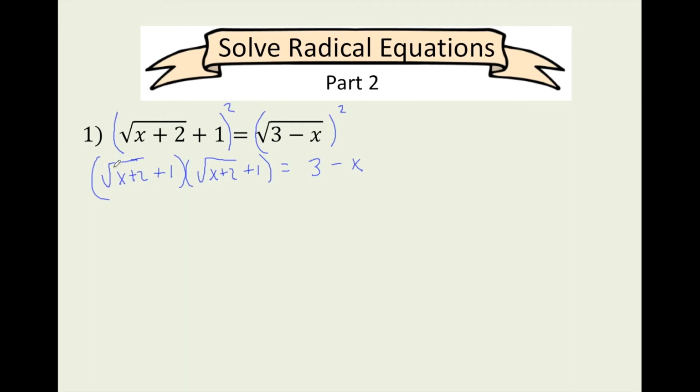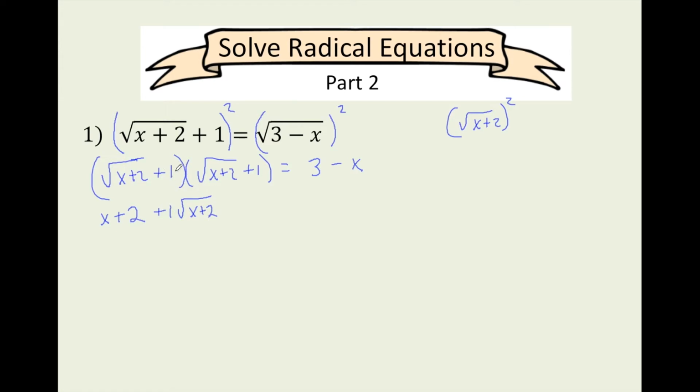So we're going to do square root of x plus 2 times the square root of x plus 2, which is like square root of x plus 2 squared. So we know that that just cancels that out. Then we're going to do the outside terms, square root of x plus 2 times 1. So that is 1 square root of x plus 2. Of course, I usually wouldn't write the 1 in there. I'm just showing you where it comes from.